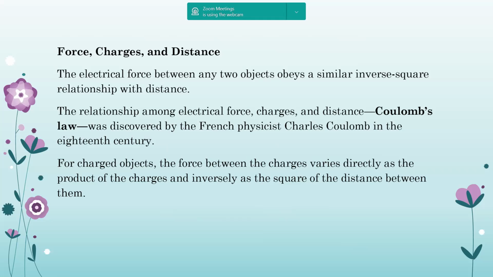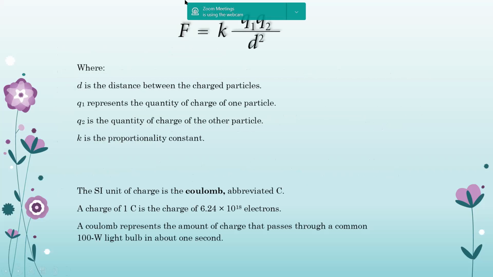Coulomb's law was discovered by the French physicist Charles Coulomb in the 18th century. For charged objects, the force between the charges varies directly as the product of the charges and inversely with the square of the distance between them. So how will the formula be? The force is, there's a constant, let's say G. Later on, we will talk about this constant. As I told you, the force between these two charges is the quantity of the first charge times the quantity of the second charge over the square of the distance between them. So this is the formula.